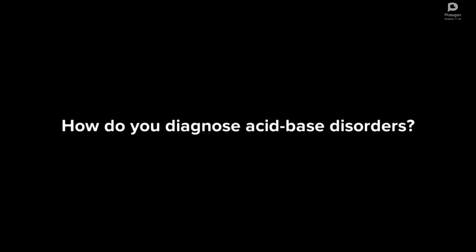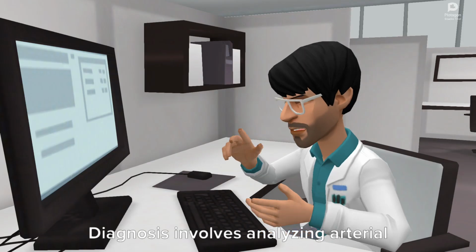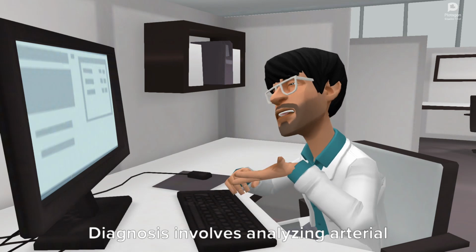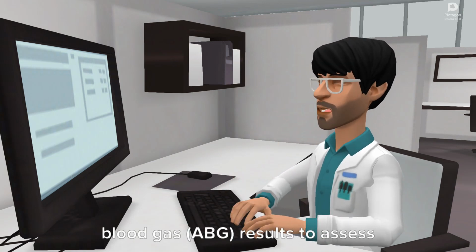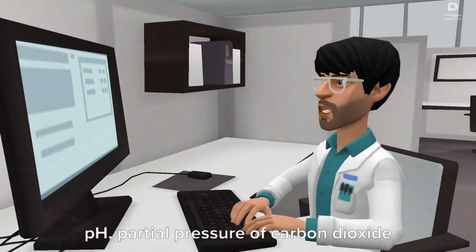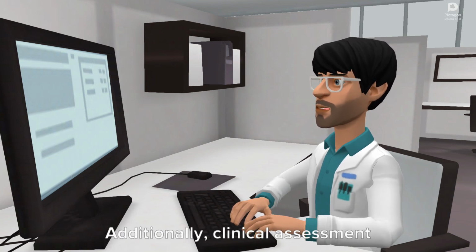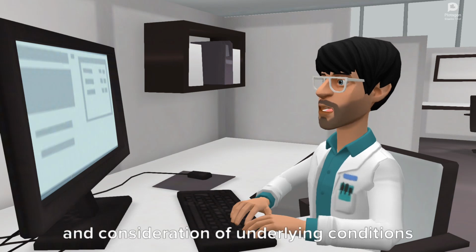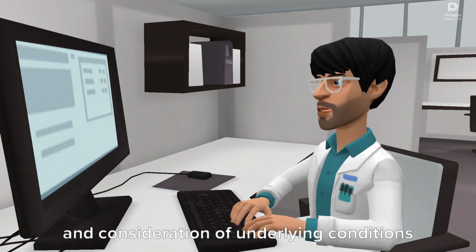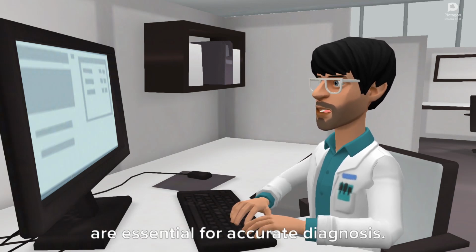How do you diagnose acid-base disorders? Diagnosis involves analyzing arterial blood gas (ABG) results to assess pH, partial pressure of carbon dioxide (CO2), and bicarbonate (HCO3) levels. Additionally, clinical assessment and consideration of underlying conditions are essential for accurate diagnosis.